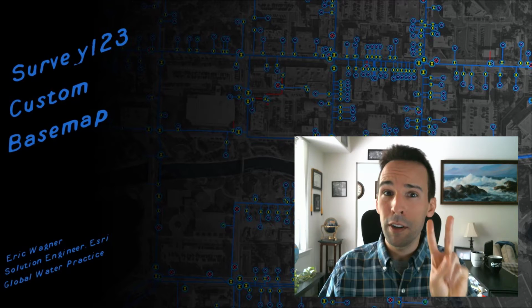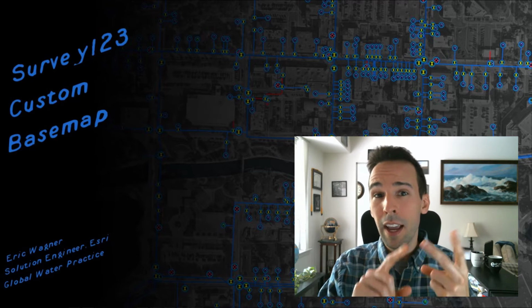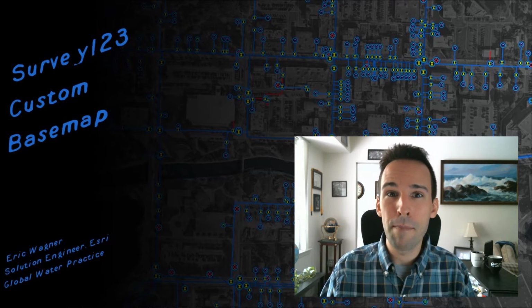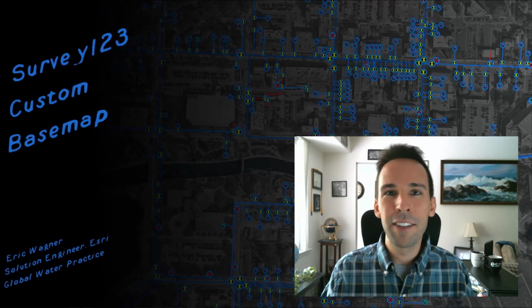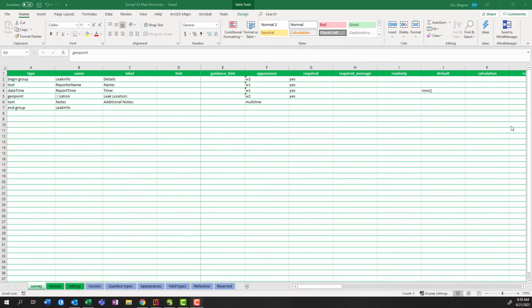So this really requires two things. One, a survey, and two, making sure that you have a web map ready to go. So let's go ahead and jump into it and take a look. So here's our starting point. We have Survey123 Connect. I built out a survey with a couple of simple questions, one of them being a geopoint question to collect the location of something like, let's say, a main break or a leak, something like that.